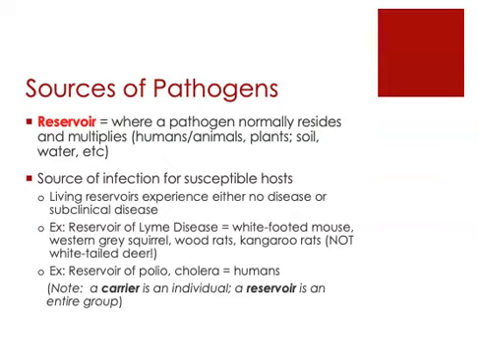In other words, sometimes pathogens normally reside and multiply in living things and cause either no disease at all or subclinical disease. Remember, we said subclinical disease is infection where the host organism has such a low level of symptoms they don't realize that they have the disease. They don't realize that they're carrying and transmitting the pathogen. So humans and other animals and even plants can be reservoirs.